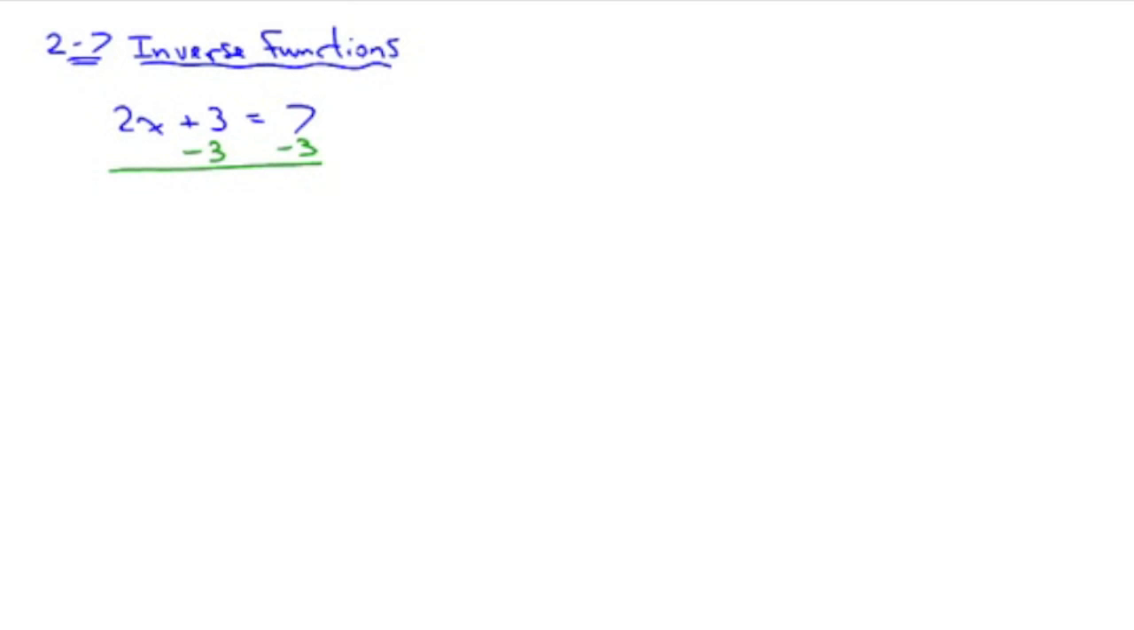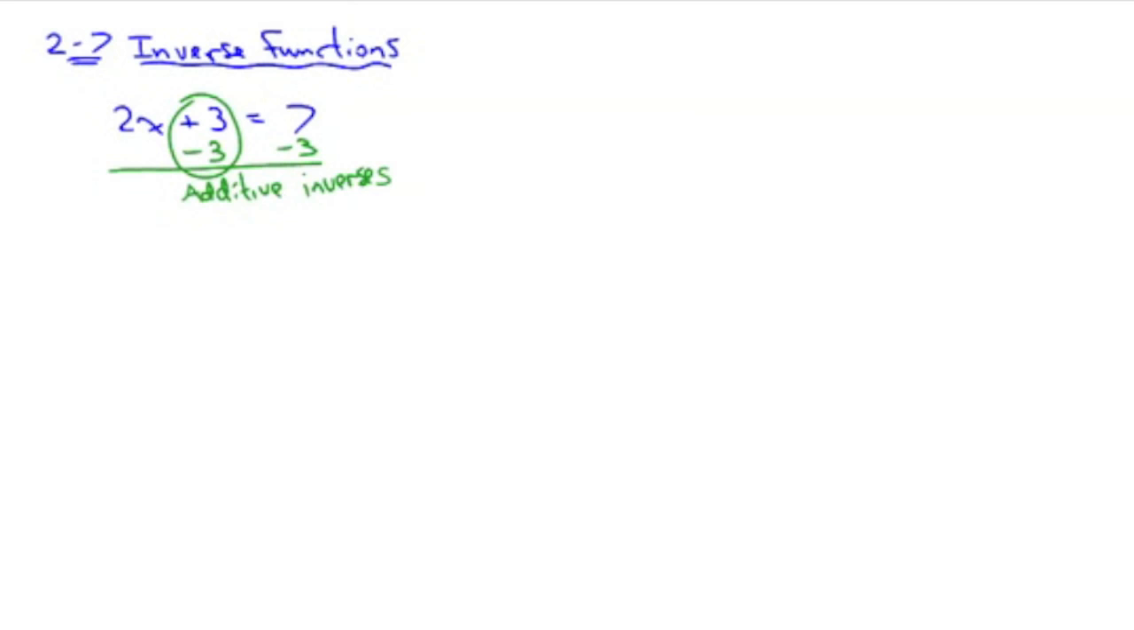Because you can't do it to the 2 yet. It's with the variable. I know, but why minus 3? Because it has to equal 0. We want it to equal 0. So what are these two things called? Inverses. Specifically, additive inverses.